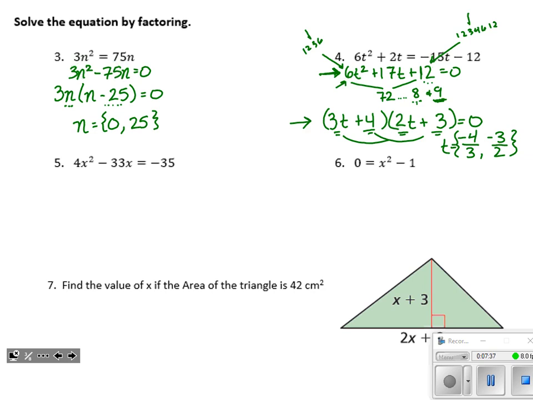You are more than welcome to use the algorithm that you may have learned freshman year or practiced in geometry. I just wanted to introduce this a little faster method of factoring. And we'll see it again here in number 5.